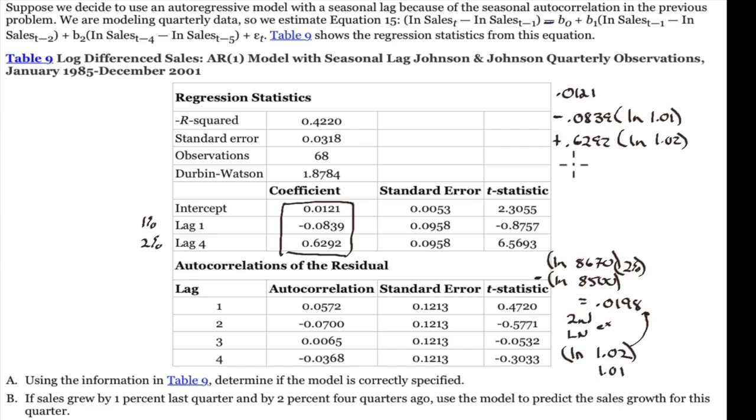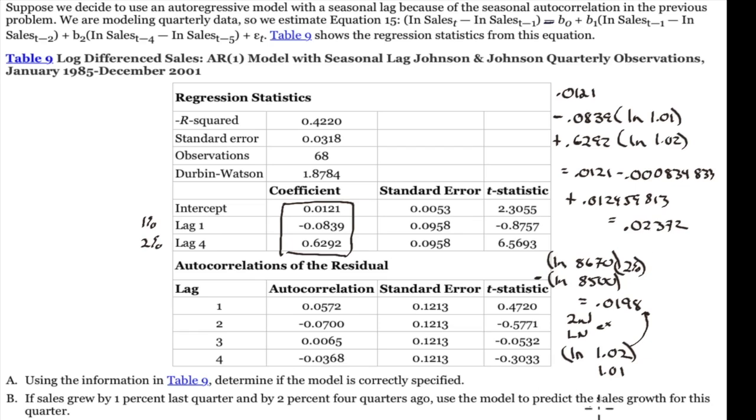We will get 0.0121 minus 0.000834, plus 0.012459813, which will give us 0.02372. But that's a first difference. That gives us the first difference.